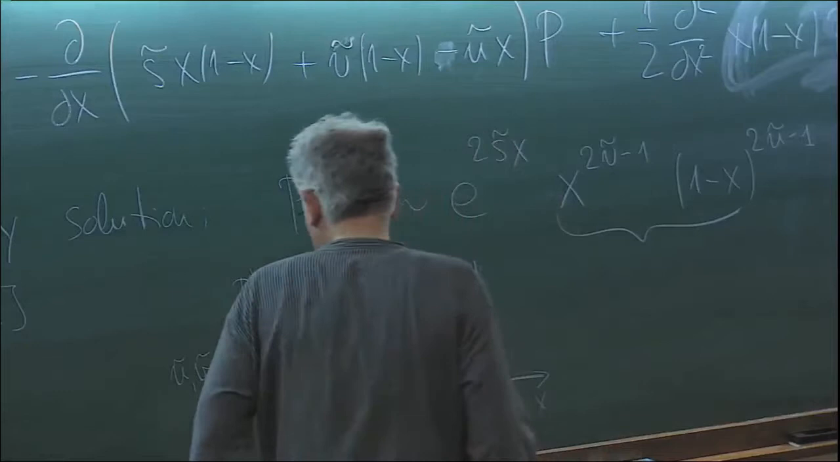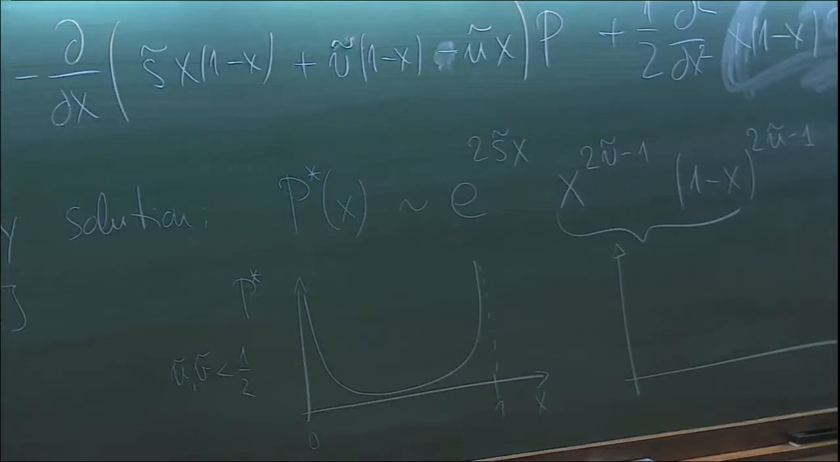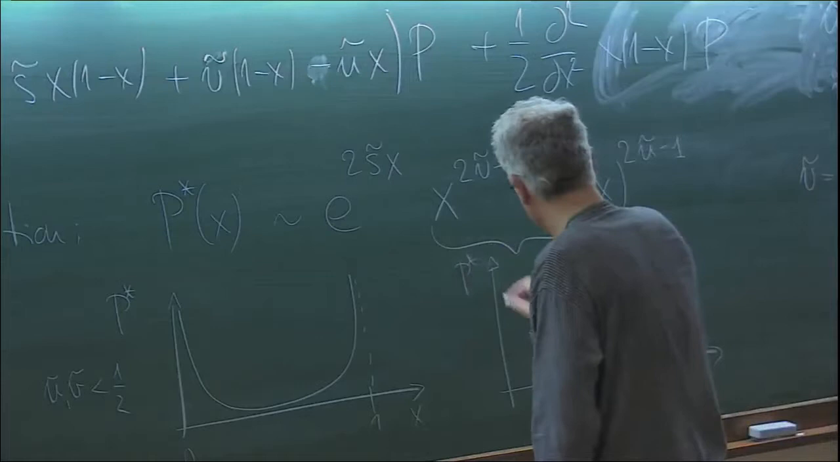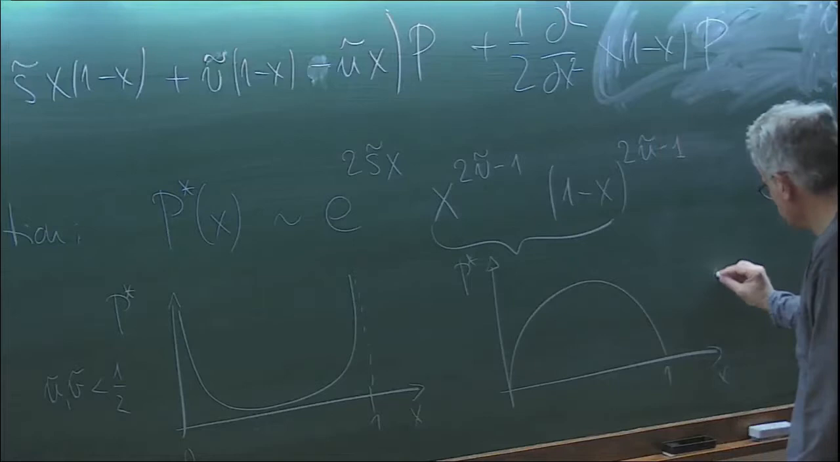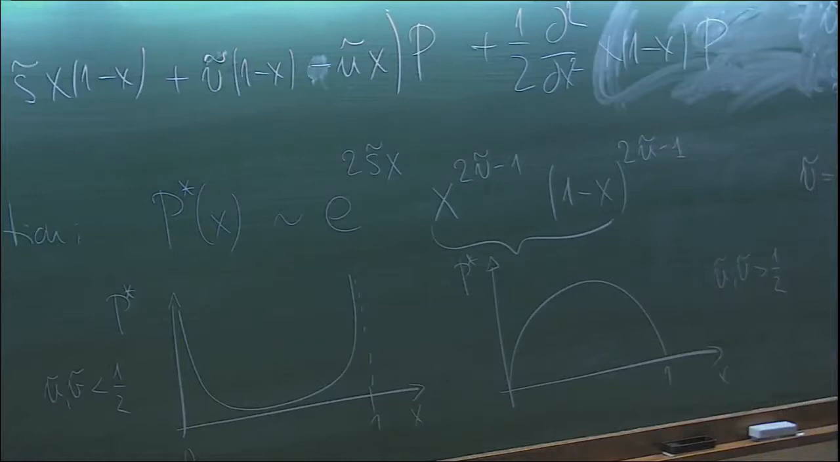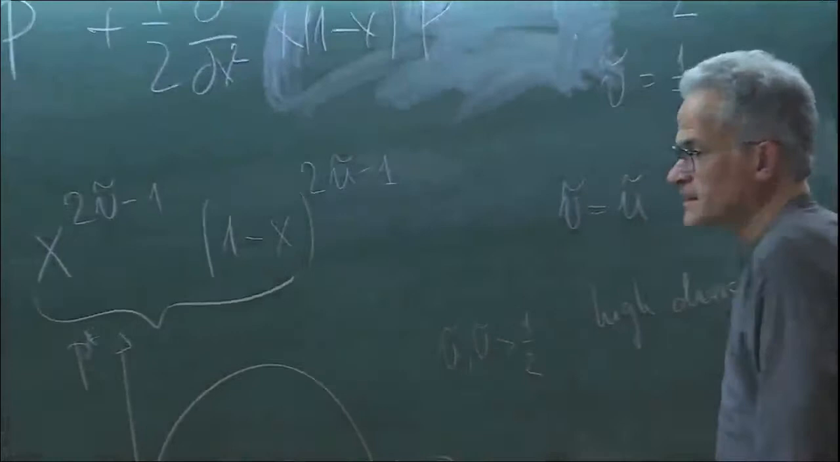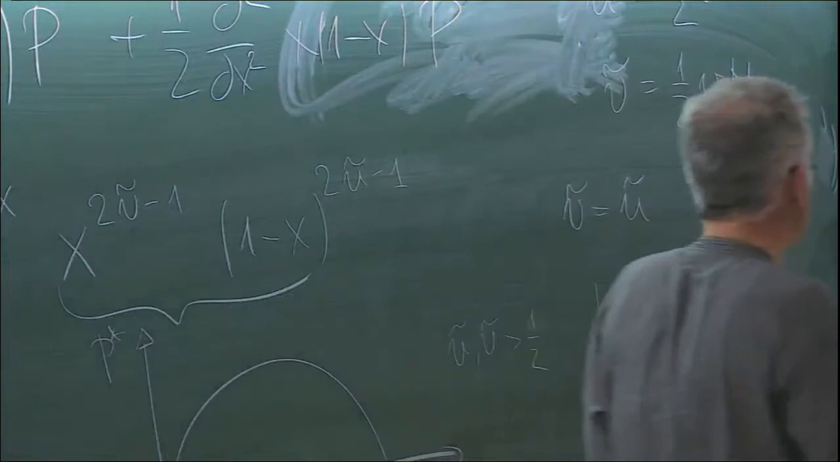Whereas on the other hand, if the mutation rates are bigger, and bigger here always meaning relative to 1 over n, right? So you see that the relevant scale for mutation rates is 1 over n, just like the relevant scale for the selection coefficient is 1 over n. And so here now these exponents become positive, and so the distribution will actually vanish at the boundaries, right? So here you have high diversity. Your population will essentially be a mixture of A and B. And here you have low diversity, although in the presence of mutations, of course, you will always have some diversity.